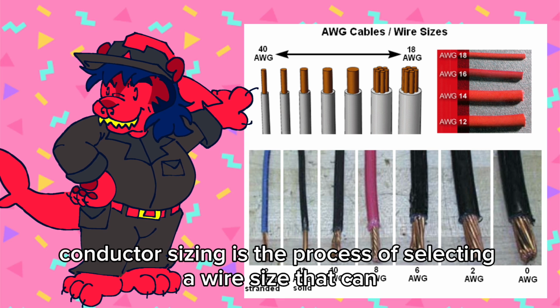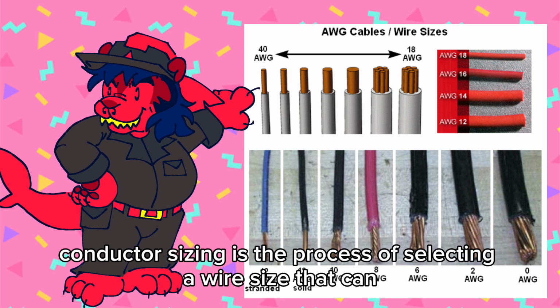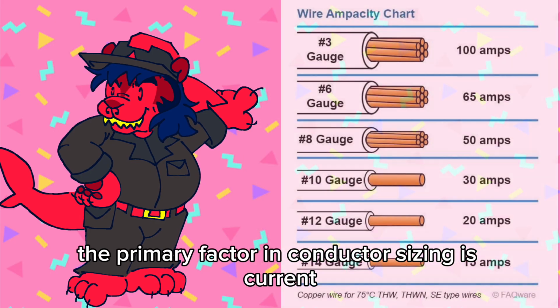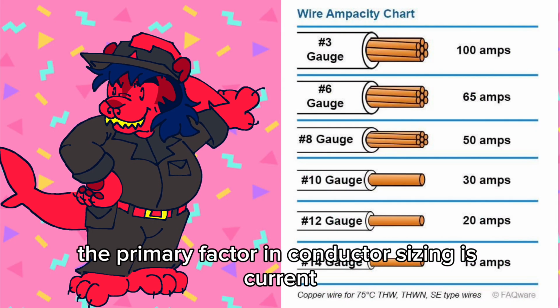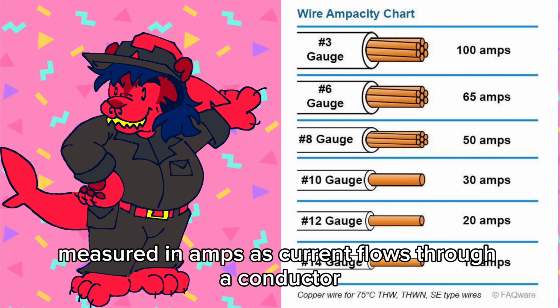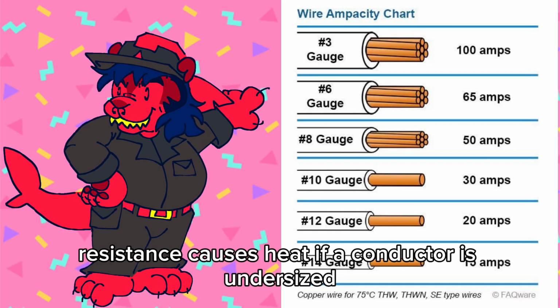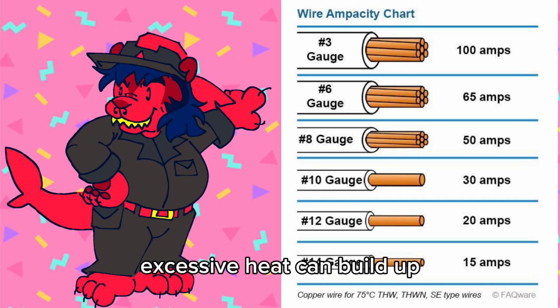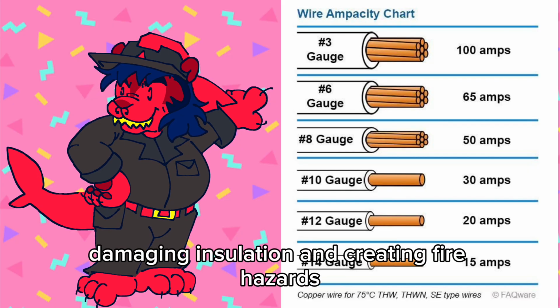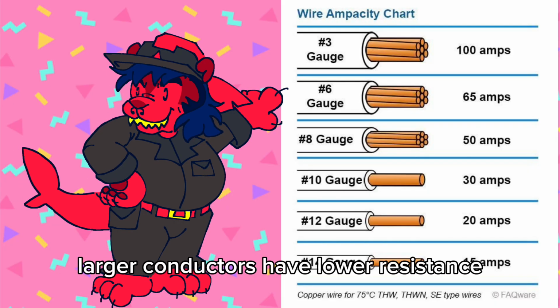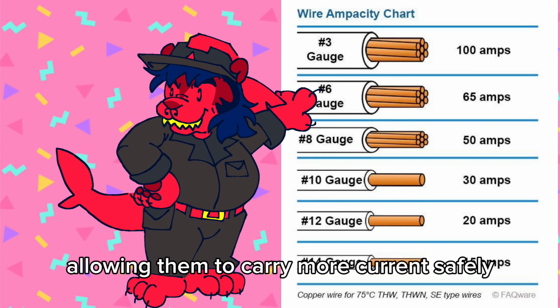Conductor sizing is the process of selecting a wire size that can safely carry the expected current. The primary factor in conductor sizing is current, measured in amps. As current flows through a conductor, resistance causes heat. If a conductor is undersized, excessive heat can build up, damaging insulation and creating fire hazards. Larger conductors have lower resistance, allowing them to carry more current safely.